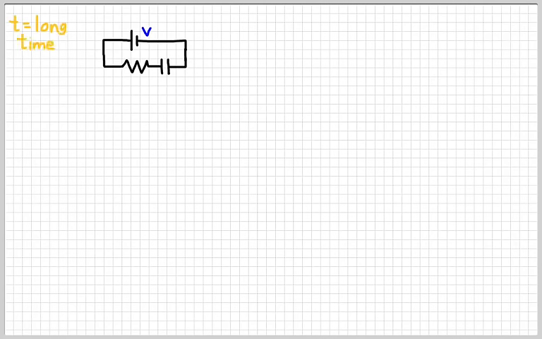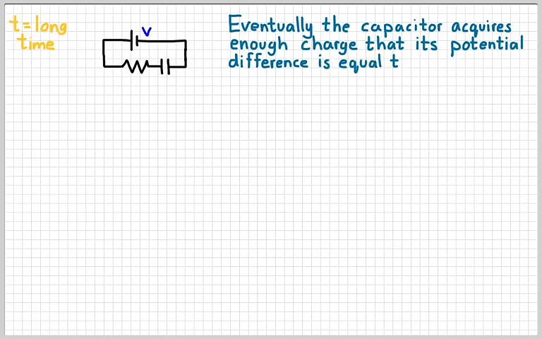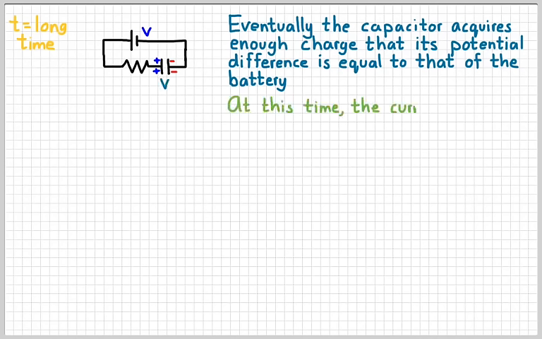If we go for a long time, remember long time is code for time equals infinity. That's different for every situation. But eventually, after a long time, the capacitor is going to acquire enough charge that its potential is equal to that of the battery. In other words, it's going to be the same voltage as the battery, and that's going to stop the current through that resistor completely.